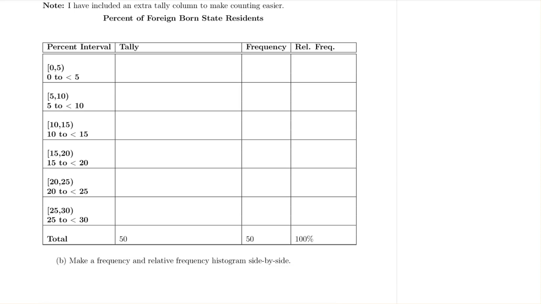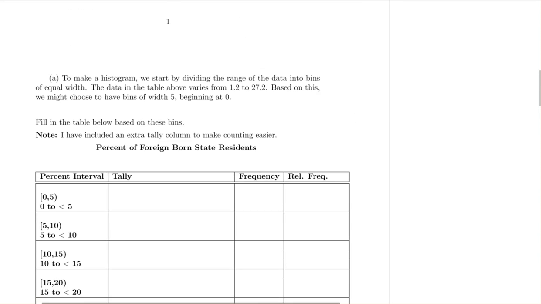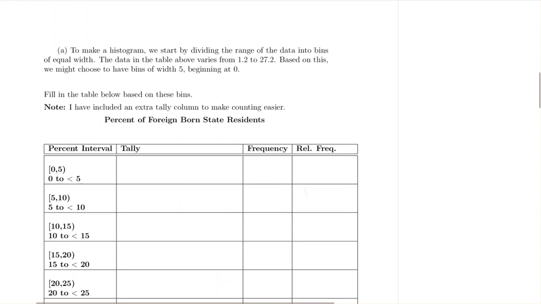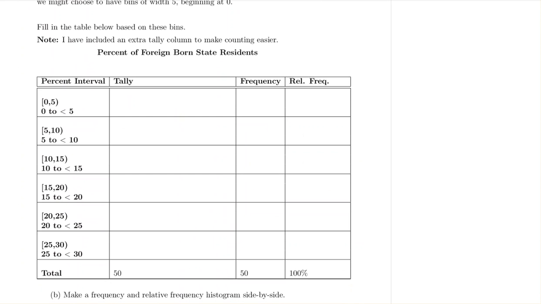Then from 5 up to 10, but not including 10. From 10 up to 15, but not including 15. And so on. So it's important each one of these intervals is 5. I've kept the same length. Now, I've added a little tally chart here because that'll make it a little bit easier if you're at home trying to count these. So pause this video, see first how many states you find that have percentages from 0 up to 5, but not including 5.